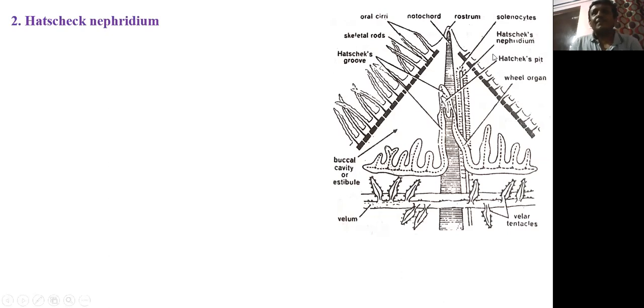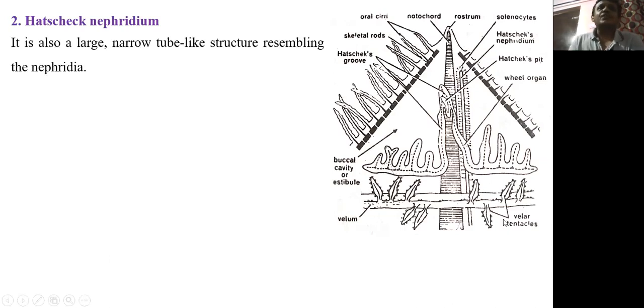Remember this diagram. We have already seen this diagram in the buccal cavity, that means in the digestive system, where we explained the structure of the buccal cavity and mouth. So again in this diagram, Hatschek's nephridium is seen. This is Hatschek's nephridium, labeled here. It is also a long tube-like structure which resembles the nephridia.